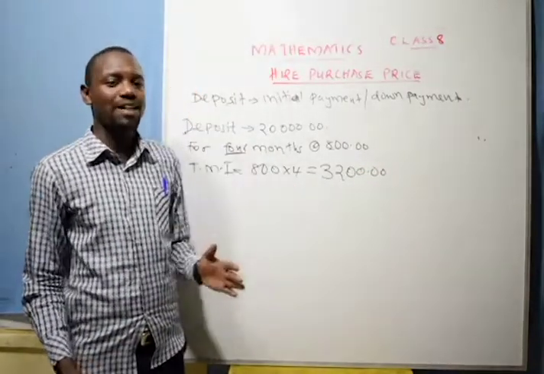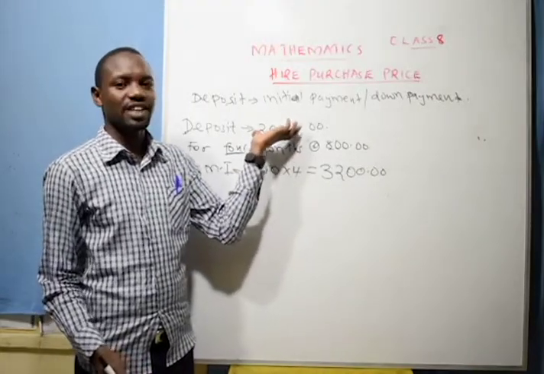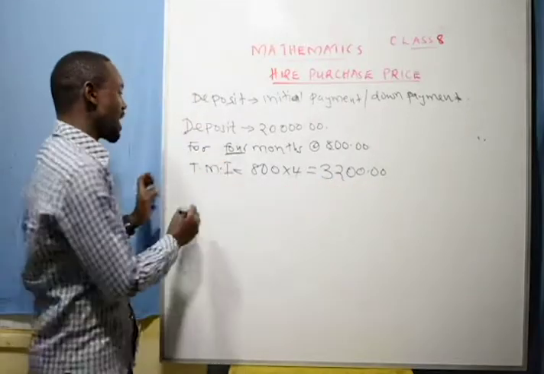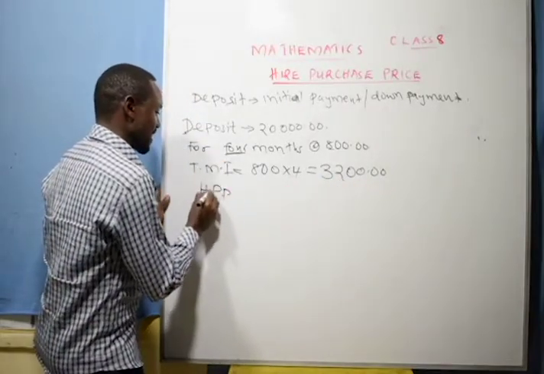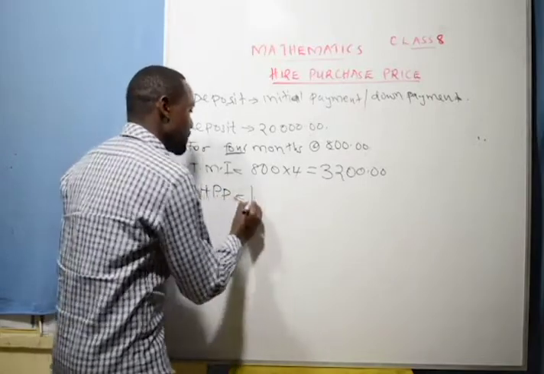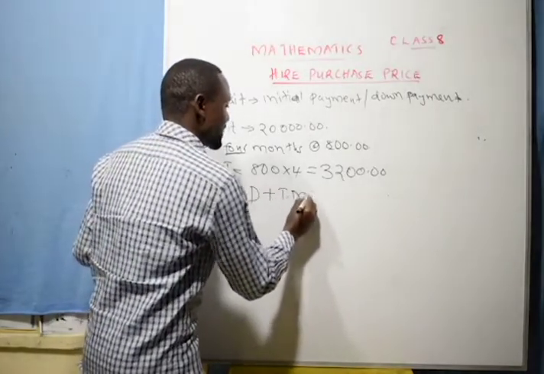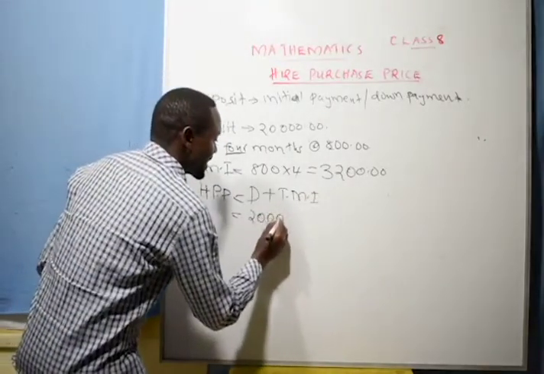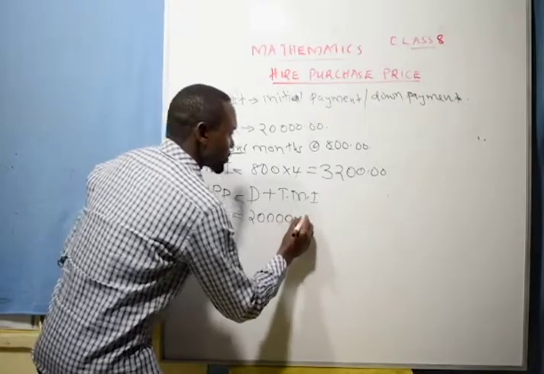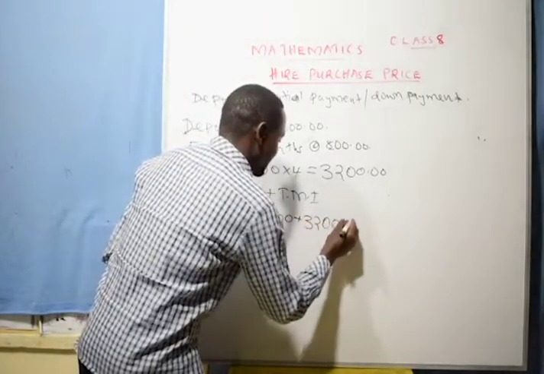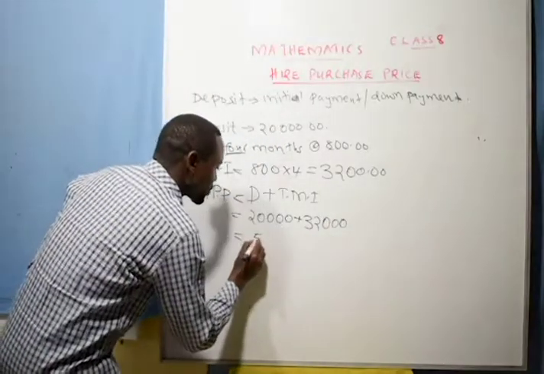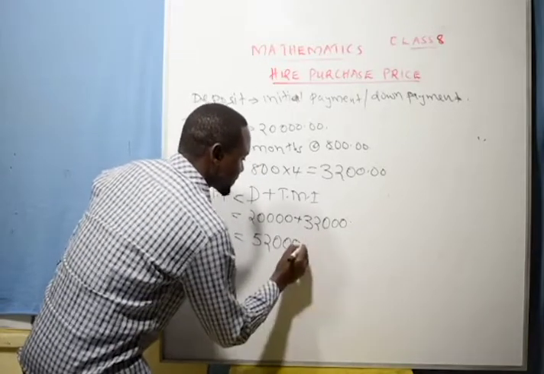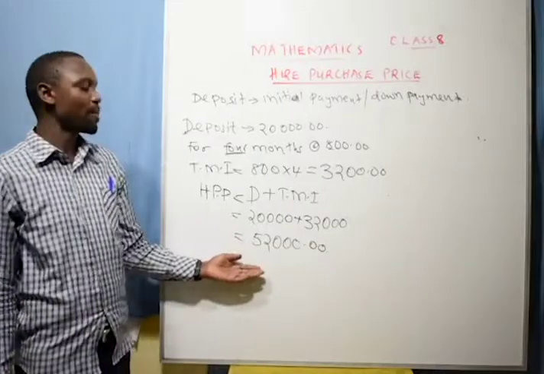That means after paying the 20,000 shillings, after 4 months, this person had paid 3,200 shillings. So the hire purchase price is given by the deposit plus the total monthly installments, whereby in our case our deposit is 20,000 shillings plus the total monthly installment, that is 3,200 shillings. So this person paid a total of 23,200 shillings, and that is the hire purchase price.